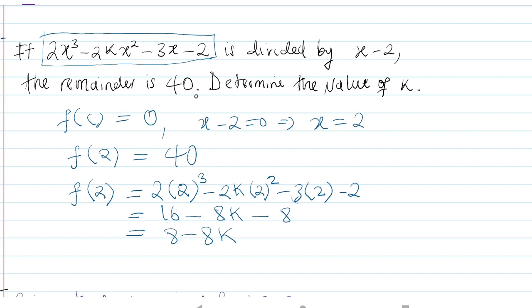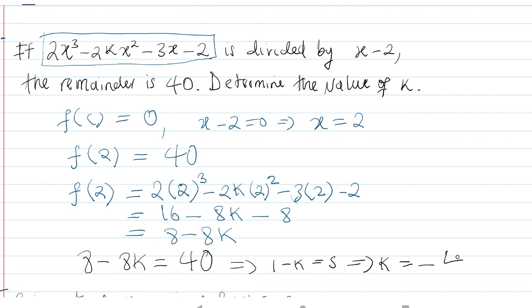But we are told that the remainder is 40. So this 8 minus 8k should give us 40. So what we are saying is 8 minus 8k is equal to 40. Okay, so you can see that we can just divide throughout by 8 and get 1 minus k is equal to 5, which implies that k, solving for k, is negative 4. Okay, so this polynomial has the value of k, which is negative 4. All right.